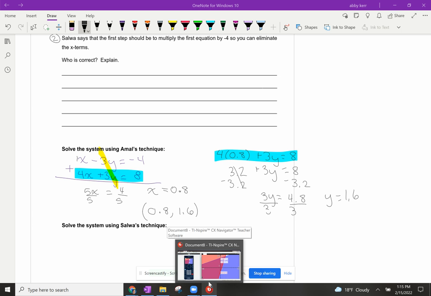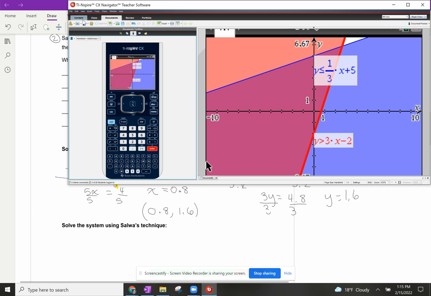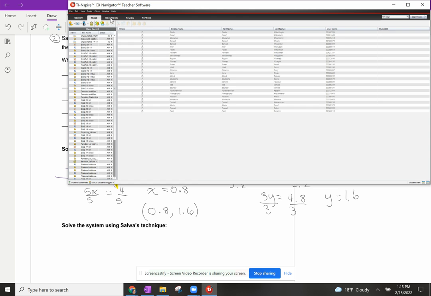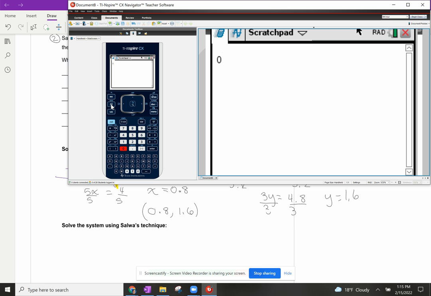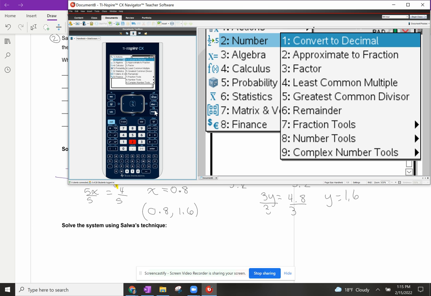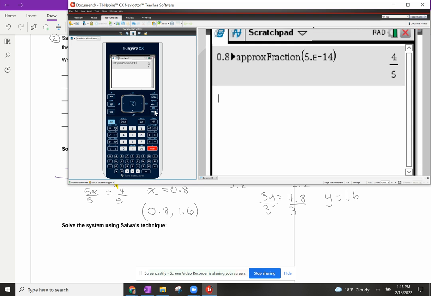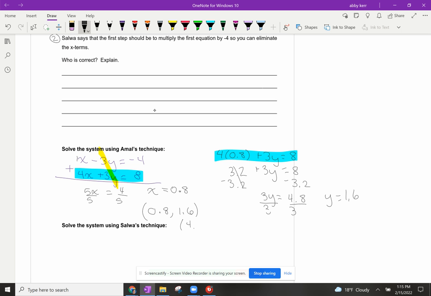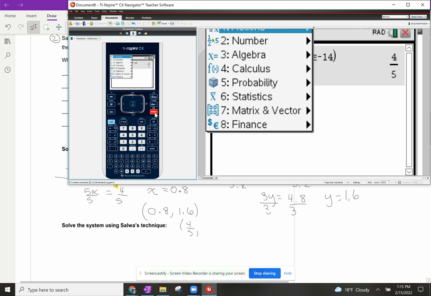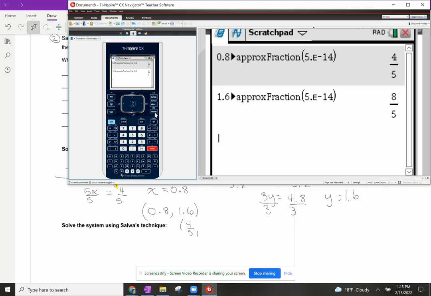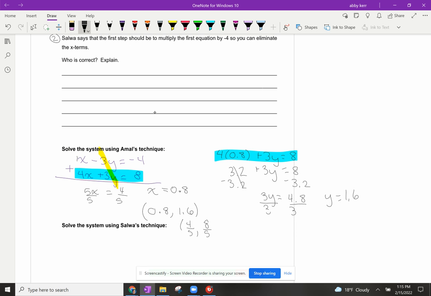Now, if you kept it a fraction, let's see, 0.8, if you hit menu, number 2, approximate, that's 4 over 5. And then 1.6, if you hit menu, then 2, and then 2, it's going to be 8 over 5, sorry. So either one would be right.